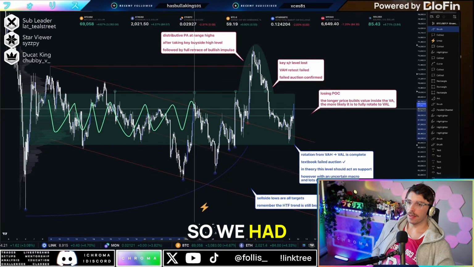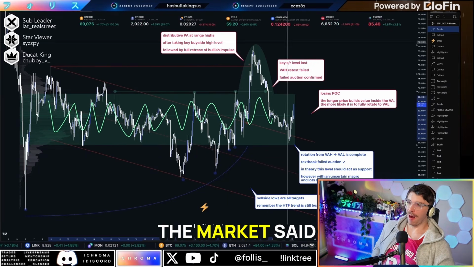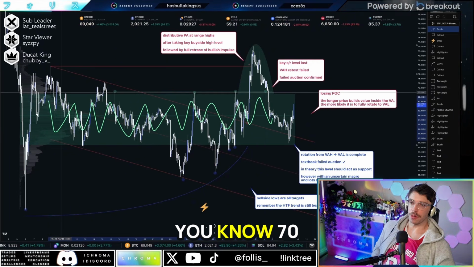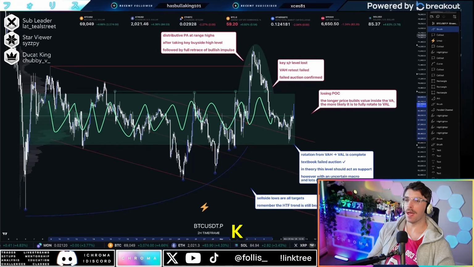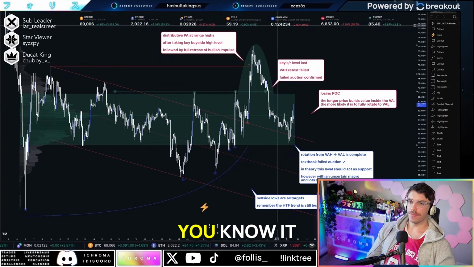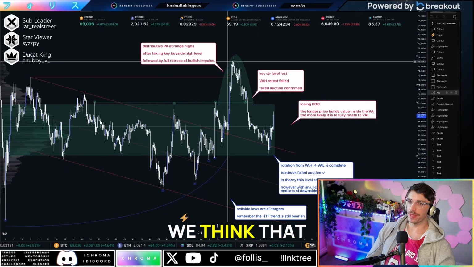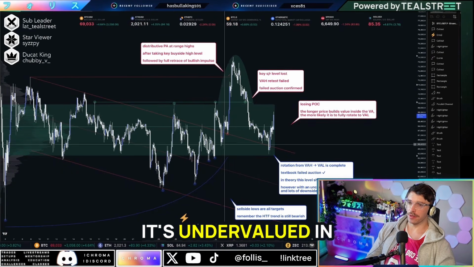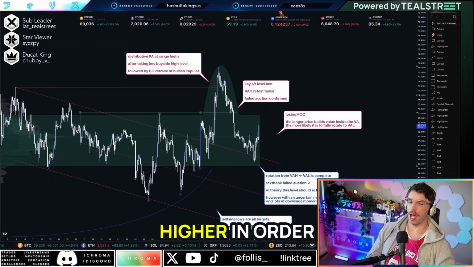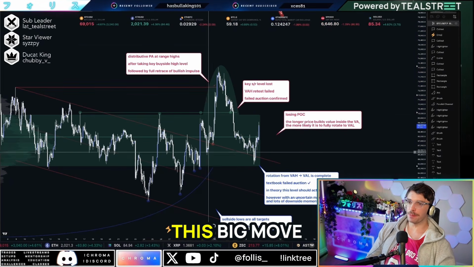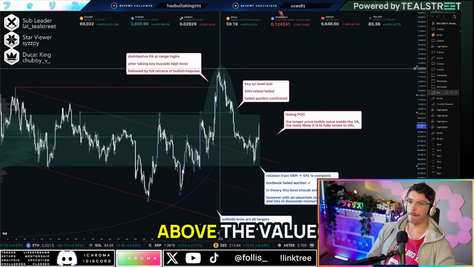So we had a month of price action where the market said this asset is fairly valued between 70K and 65K, but now we're thinking that it might be time to push it higher because we think fair value is higher. We think that it's undervalued in this value area, and it's time to push it higher in order to potentially seek new value, right? So we get this big move up on high volume above the value area.